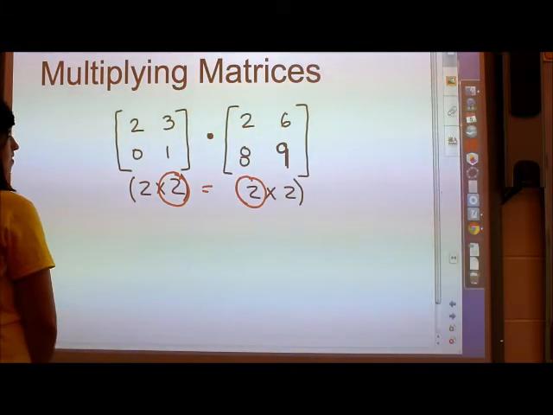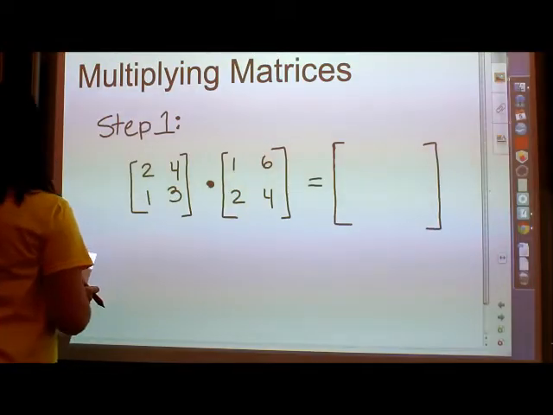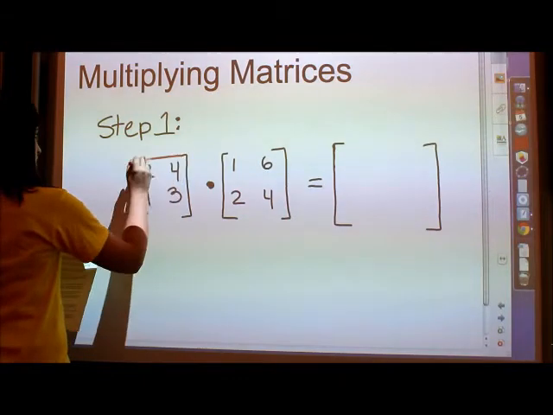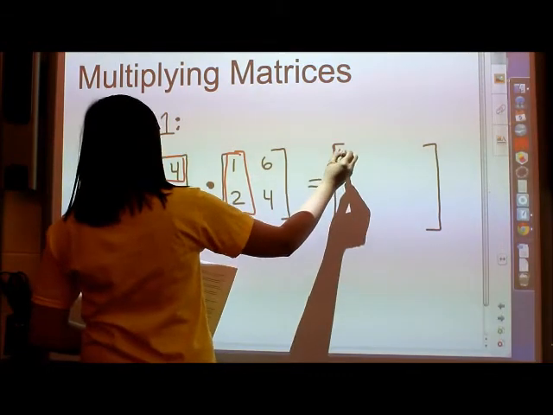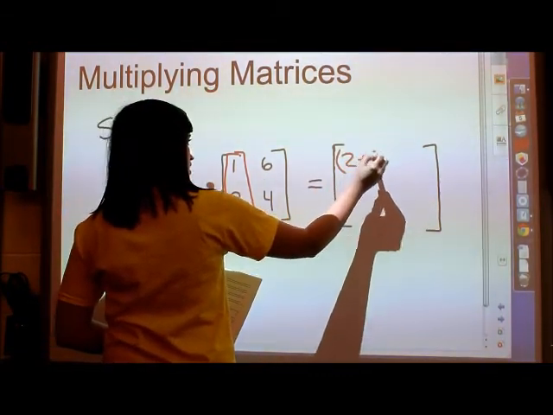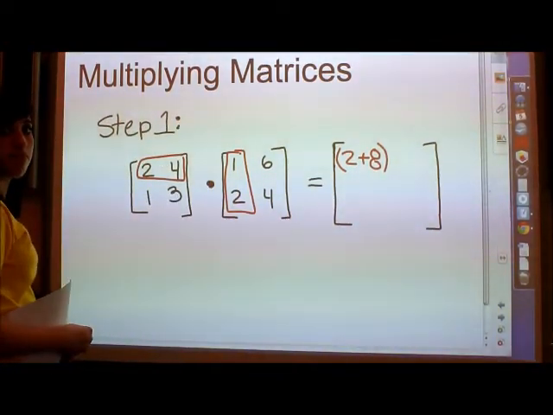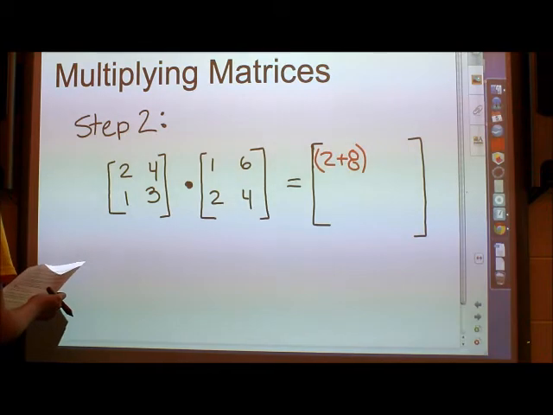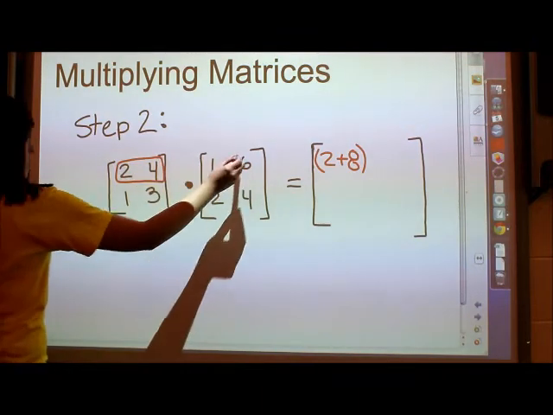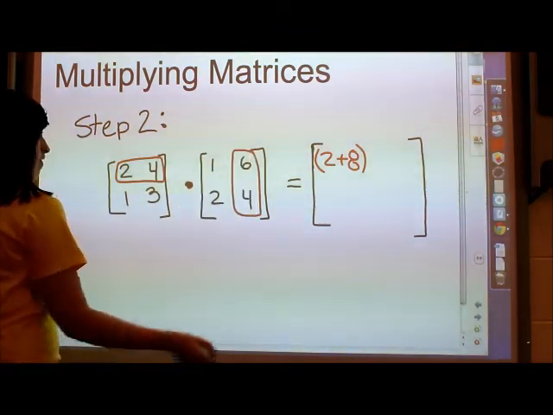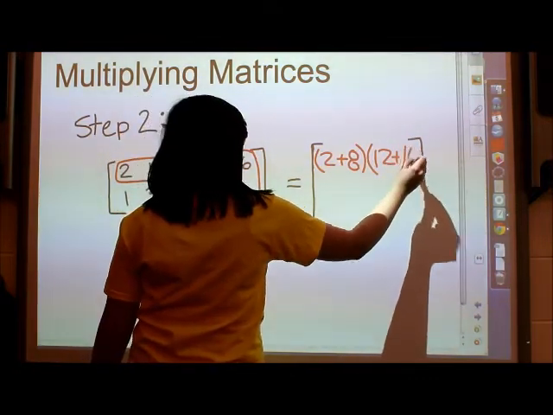Now I'll tell you the 5 steps to multiplying matrices. Step 1. Multiply the numbers in the first row in the first matrix by the numbers of the first column of the second matrix and add the products. Put the result in the first row, first column of the answer matrix. Step 2. Multiply the numbers in the first row of the first matrix by the numbers in the second column of the second matrix. Add the products, and put the result in the first row, second column of the answer matrix.